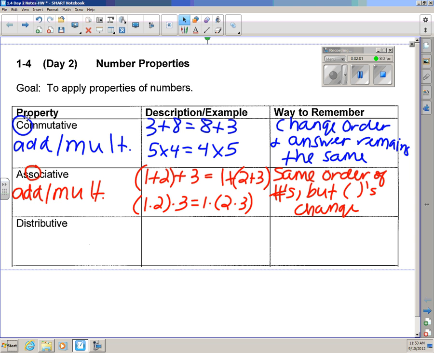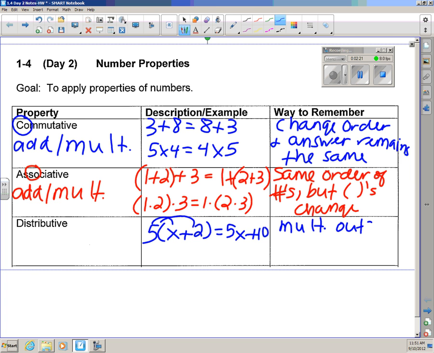The distributive property, I think you guys know that already. That's when you multiply the outside number to everything on the inside. So for example, if you had something like 5(x plus 2), when you distribute, you get 5x plus 10. So multiply the outside value by everything inside the parentheses.